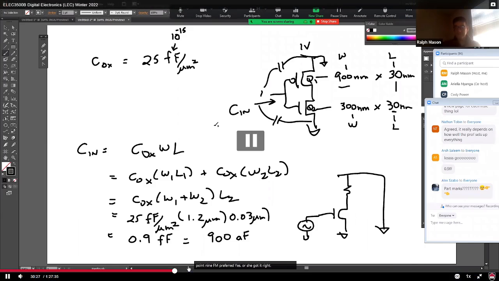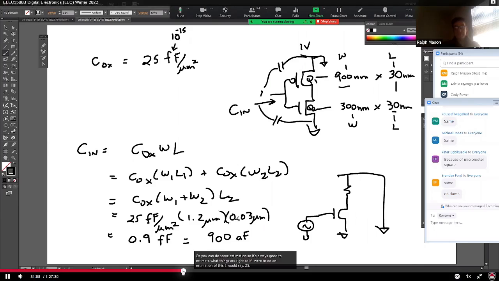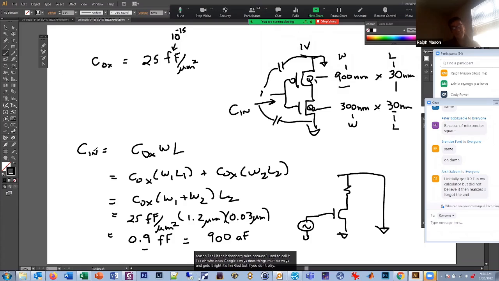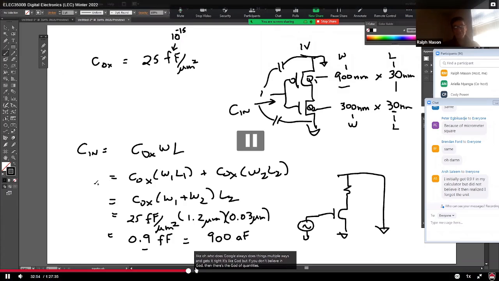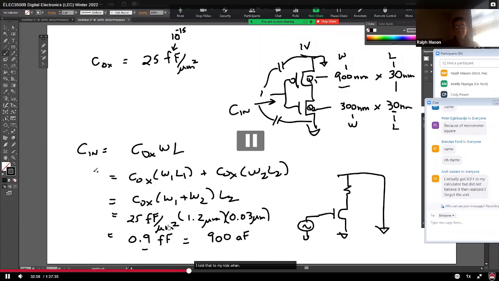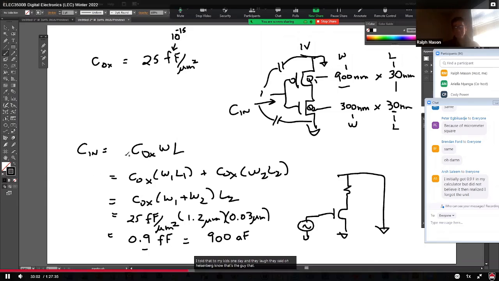Part marks? No. But if you don't believe in God, then there's the God of quantum physics, which is Heisenberg. I told that to my kids one day and they laughed. They said, "Oh, Heisenberg, no, that's the guy that kills everybody in Breaking Bad."